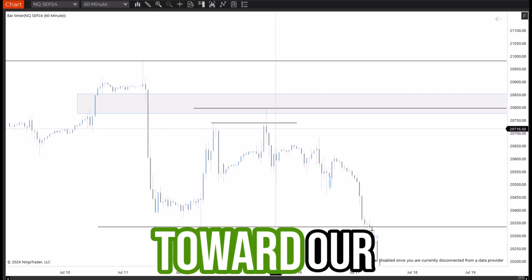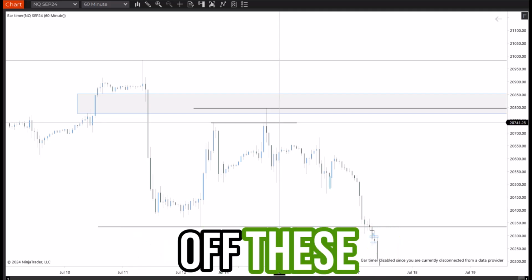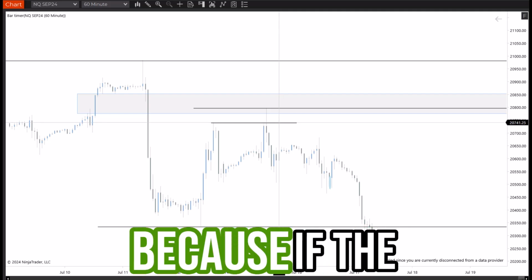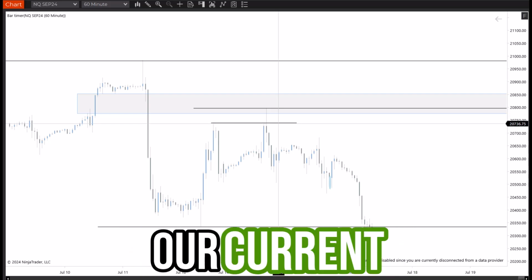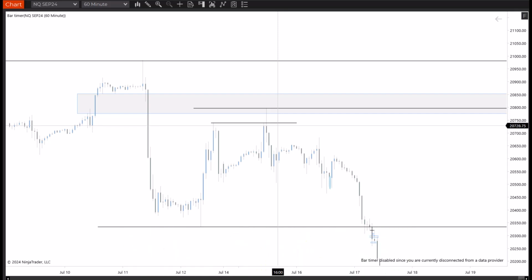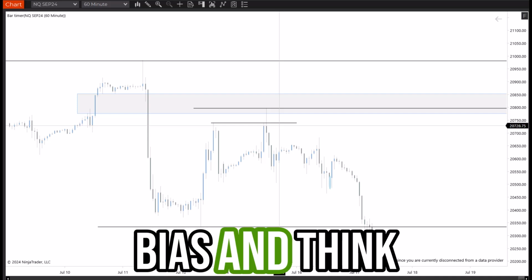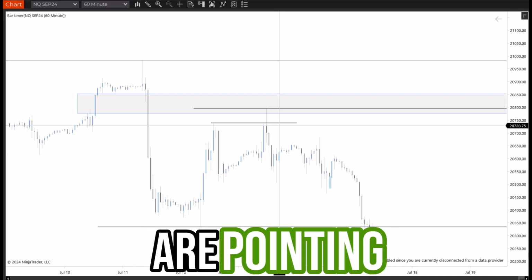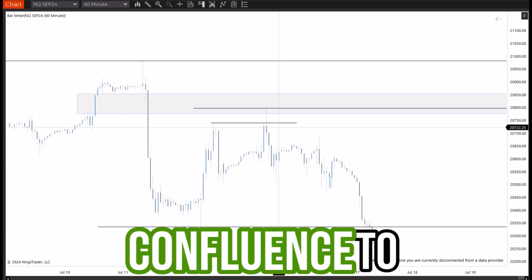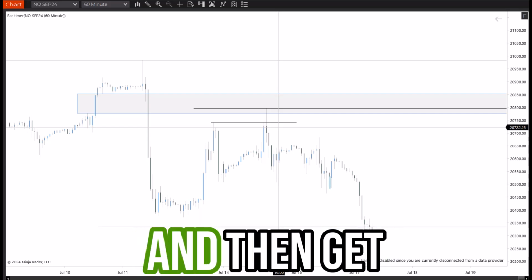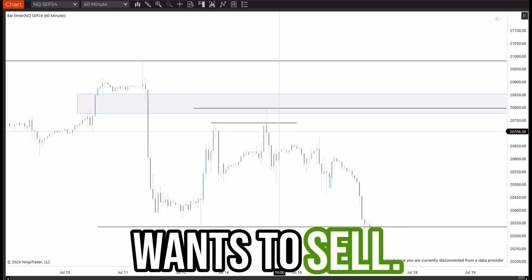And that's not to say that we won't mark off these things though, because if the market gives us enough reasons to go against our current bias, then we will go against our current bias. That's just what is more beneficial, to not just stick with a bias and think that is the only way it could go. If enough signs are pointing towards that direction, it gives you enough confluence to change your opinion. You don't want to be stubborn and then get wrecked by the market. If the market is telling you it wants to sell, it wants to sell.